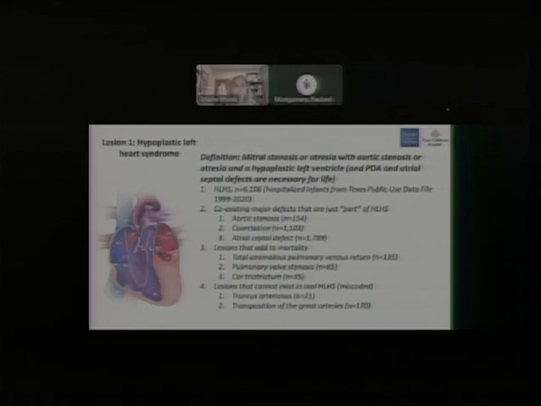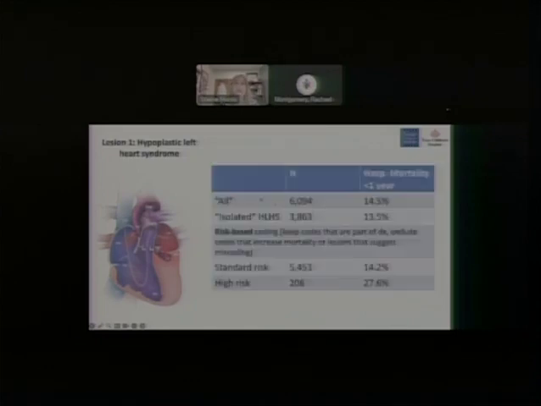Additionally, transposition of the great arteries and hypoplastic left heart syndrome cannot occur together. Hypoplastic left heart syndrome, by definition, has the great arteries that are in the normal location. So that's another 170 patients who really shouldn't be included because that coding doesn't make sense. So if we use the traditional method of coding and we said anyone who has HLHS, that's the 6,094, and we looked at hospital mortality, we get a mortality of 14.5%. But again, we have some high mortality lesions, we have some incorrect people in there.